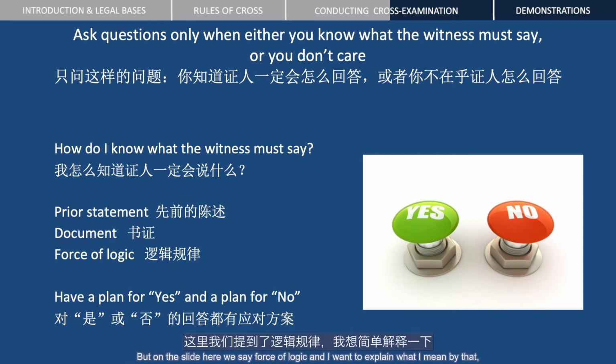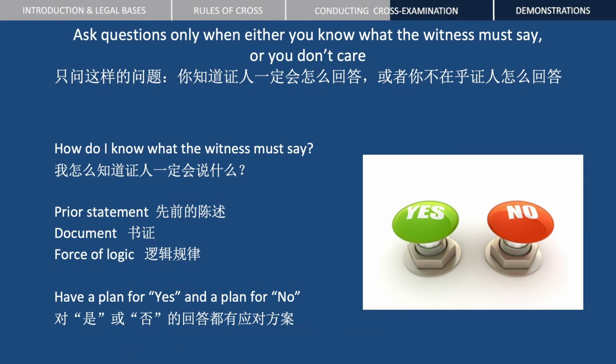But on the slide here, we say force of logic, and I want to explain what I mean by that. And this goes to the question of, can you only ask questions that you know the answer to? And the answer in my book is no, you can ask questions that you don't know the answer to, provided one of these two last things on this slide is true, that either you have the force of logic behind you, or you have a plan for a yes and a no, and they're kind of related concepts. So let me just explain what I mean by the force of logic.